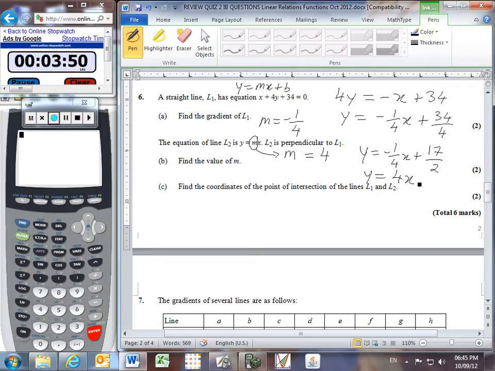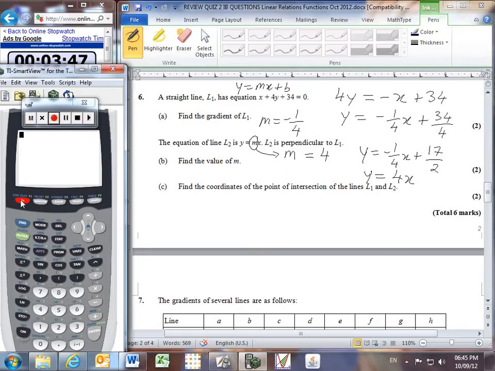So let's put these into our graph, and so y1 will be negative 0.25x plus 17 over 2, which is 8.5, and our other equation, 4x. And let's see where they intersect. There's the first line, and there's the second line.